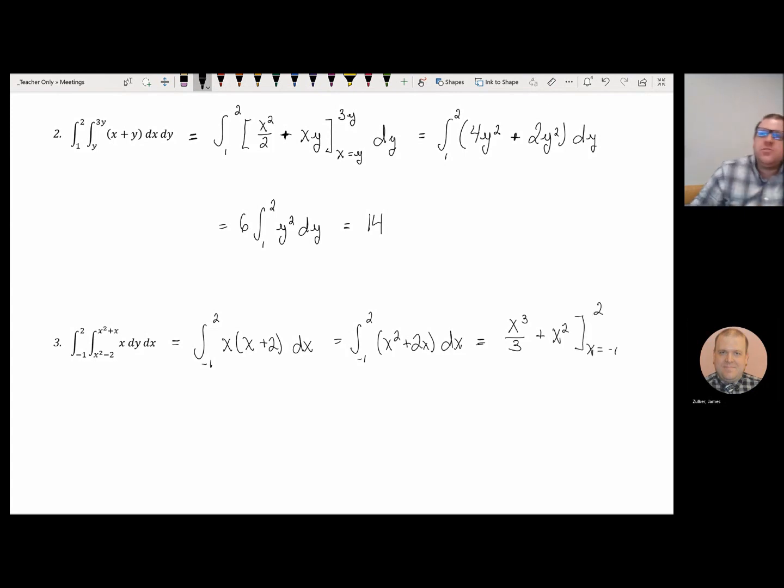X cubed over 3 plus x squared is the antiderivative. And I get 8/3 minus negative 1/3. It's 3, 4 minus 1. Is that integral 6?